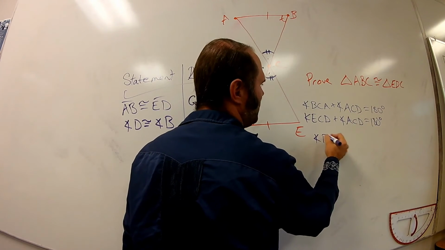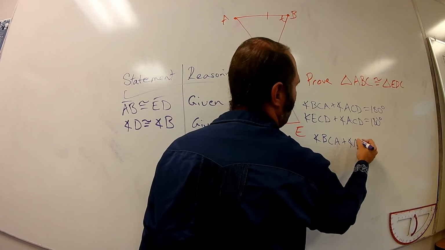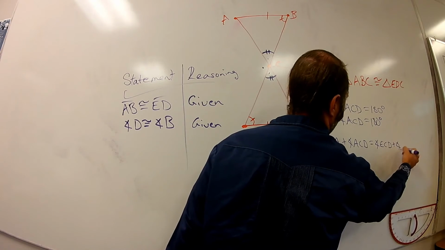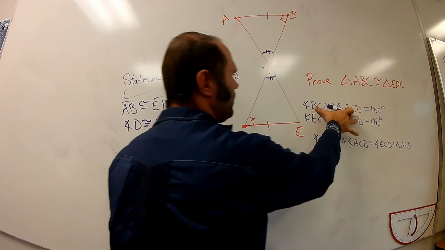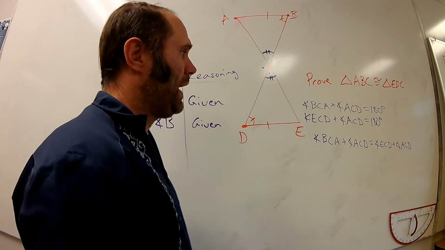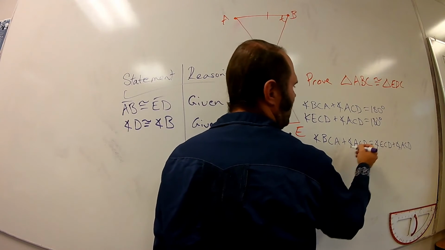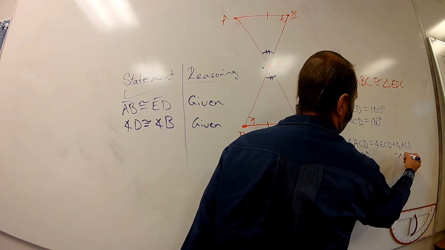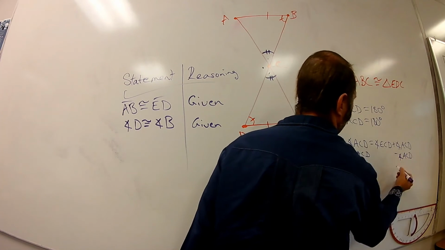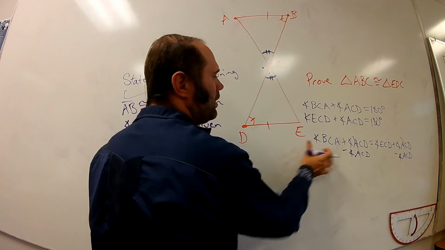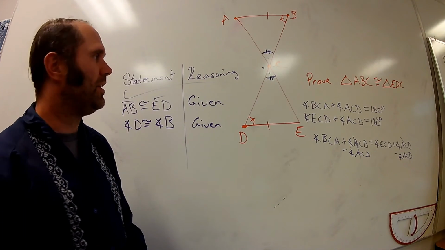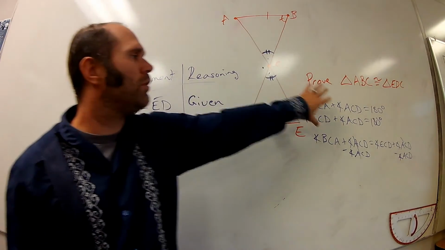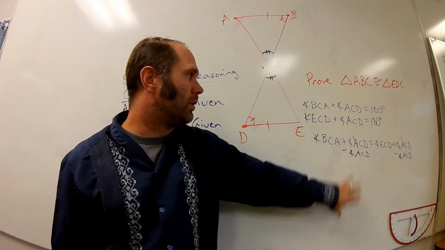So we could say angle BCA plus angle ACD equals angle ECD plus angle ACD. These 2 angles must be equal. They equal 180. Well, we could subtract angle ACD from both sides of the equal sign, and they cancel out. So angle BCA and angle ECD must be congruent. These two angles must be congruent, and we proved it algebraically over here.